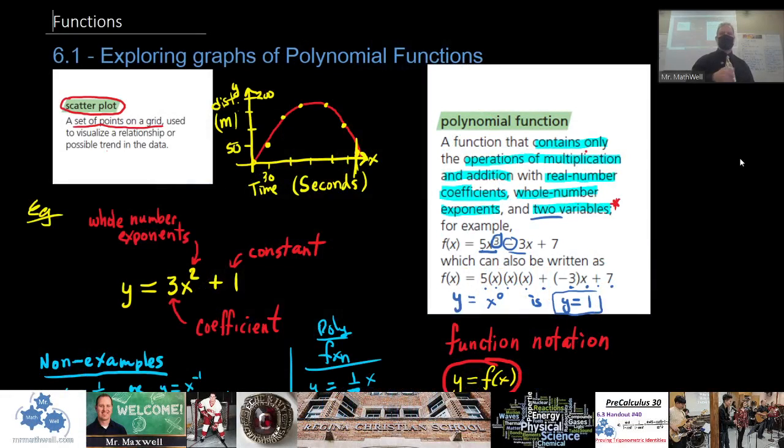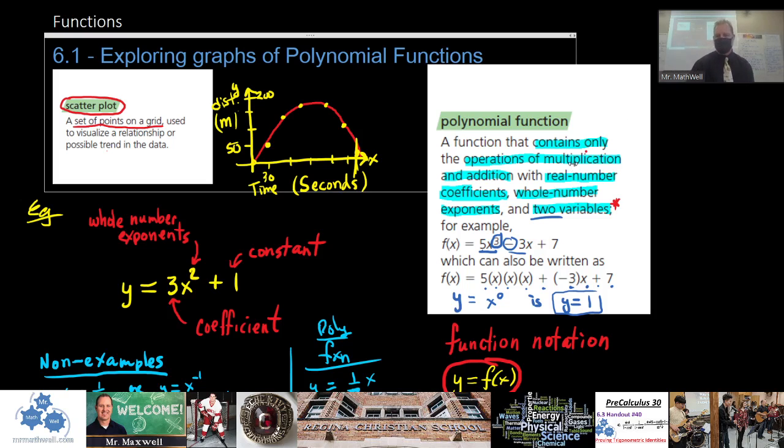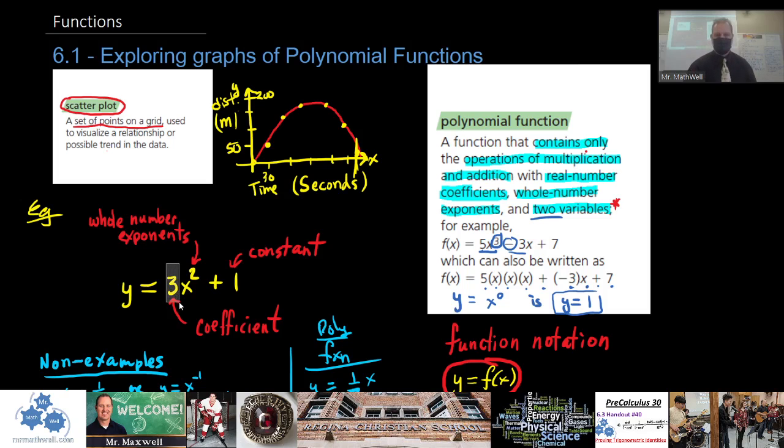All right, so to review for chapter 6, in 6.1, we were exploring graphs of polynomial functions. So what is a polynomial function? Well, a polynomial function contains operations of multiplication and addition with real number coefficients. So here's a coefficient. Okay, whole number exponents. There's an exponent, only whole numbers. Okay, no negatives, no fractions or decimals.